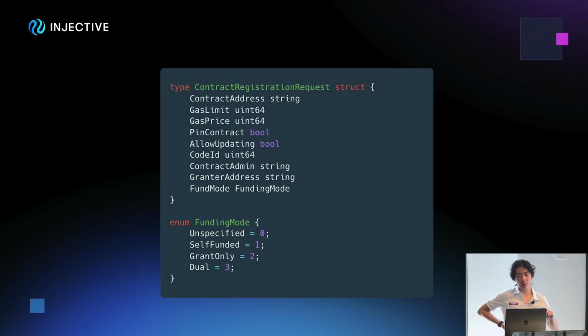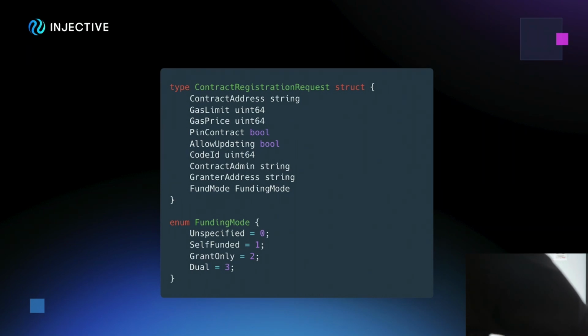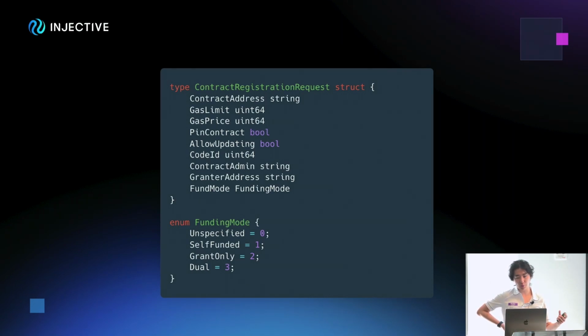So when a contract is being registered for the first time, the user specifies the funding mode, which indicates how the contract's execution will be funded. Three modes are supported. Self-funded, which means the contract will pay for its own execution.